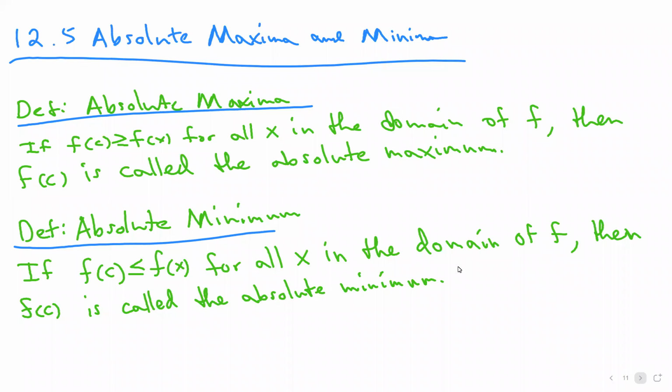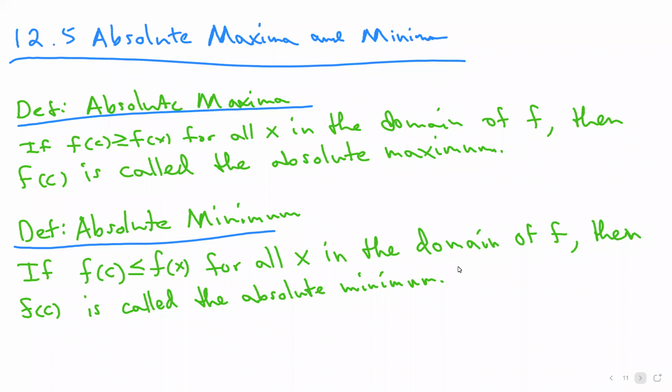Okay, so we have 12.5 here, which is on absolute maxima and minima. The definition of absolute maxima is: if f of c is greater than or equal to f of x for all x in the domain of f, then f of c is called the absolute maximum. Similarly, the absolute minimum is defined as: if f of c is less than or equal to f of x for all x in the domain of f, then f of c is called the absolute minimum.